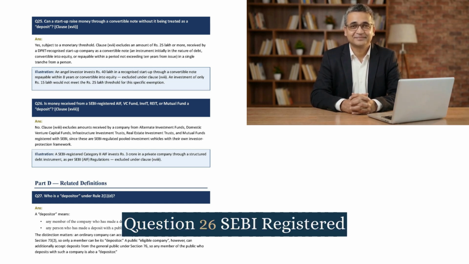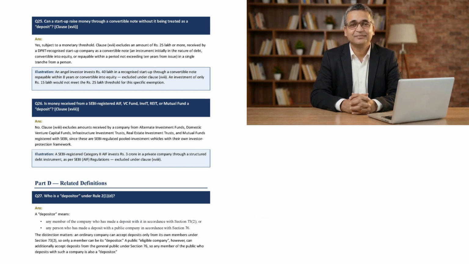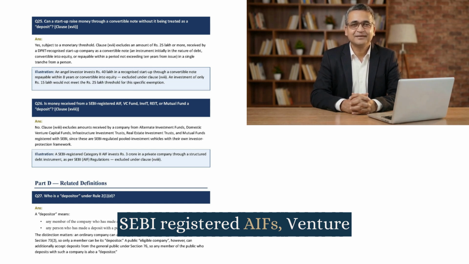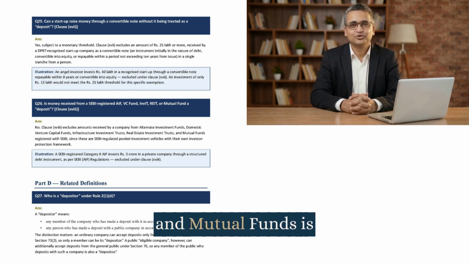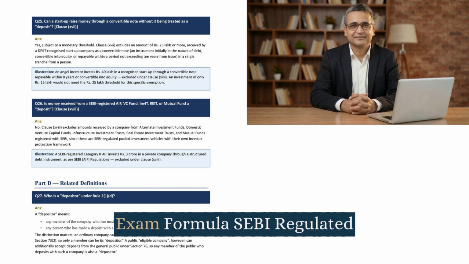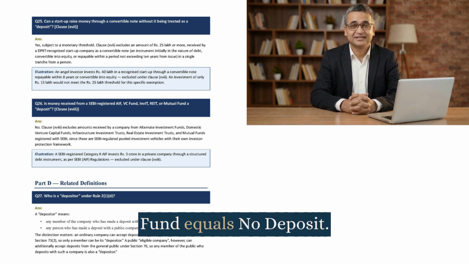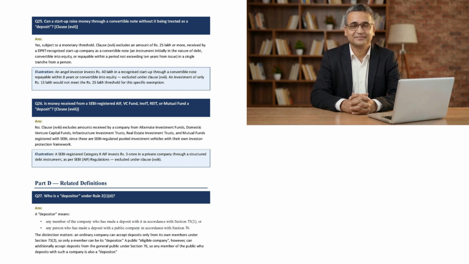Question 26. SEBI registered funds. Money received from SEBI registered AIFs, venture capital funds, InvITs, REITs, and mutual funds is not a deposit because these funds are already regulated by SEBI. Exam formula. SEBI regulated fund equals no deposit.